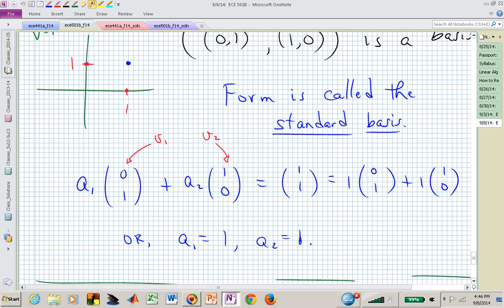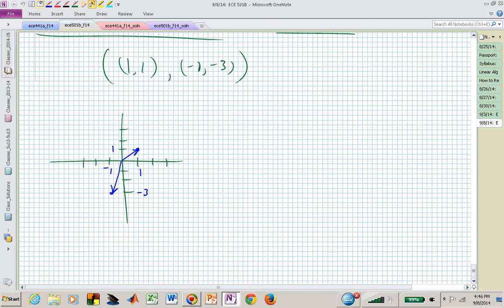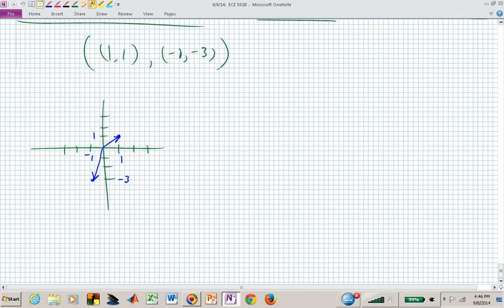Whereas the second set, so these were orthogonal vectors, the first set. This set is not, is it? This one is non-orthogonal. But that's okay. It's still a basis.